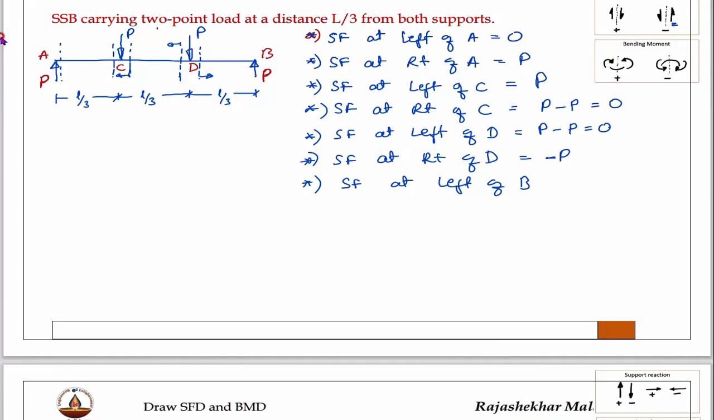Next one is shear force at left of B. Left of B means this one. Observations will be made on the right side. Only one force, that is P, and right up is negative. And now we'll come to shear force at right of B. Observations will be made on the right side, therefore it is 0. Over. Now we'll draw the shear force diagram for this.